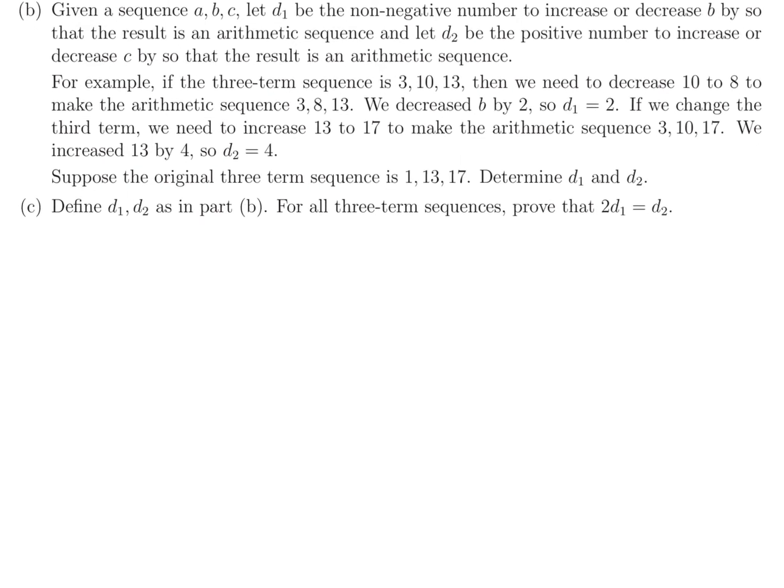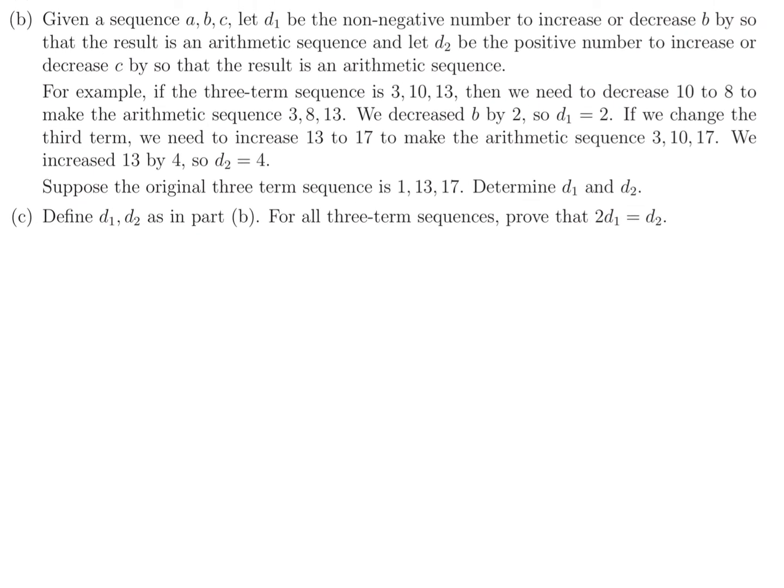Given the sequence a, b, c, let d1 be the non-negative number to increase or decrease b by, so that the result is an arithmetic sequence, and let d2 be the positive number to increase or decrease c by, so that the result is an arithmetic sequence. For example, if the three-term sequence is 3, 10, 13, then we need to decrease 10 to 8 to make the difference 3, 8, 13.